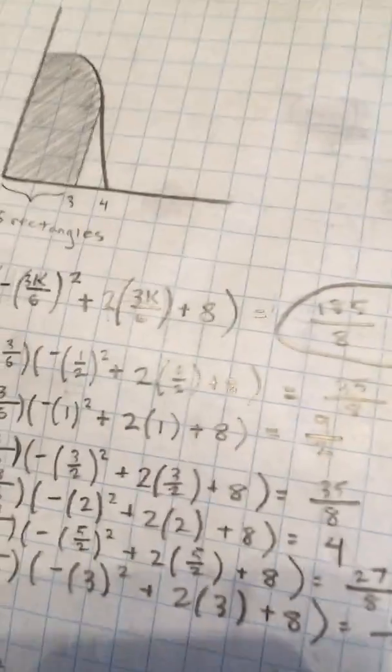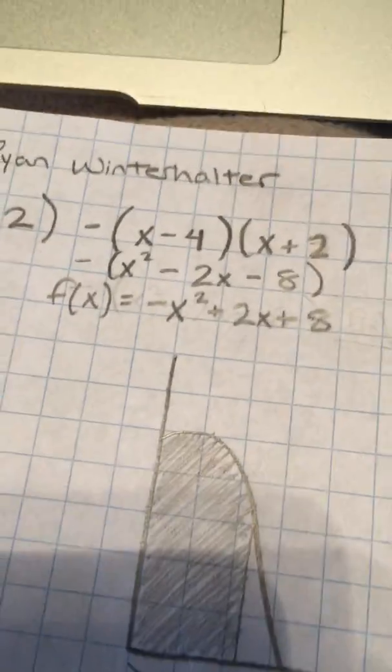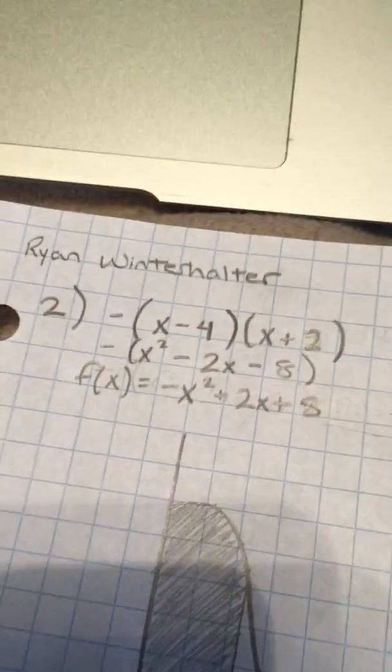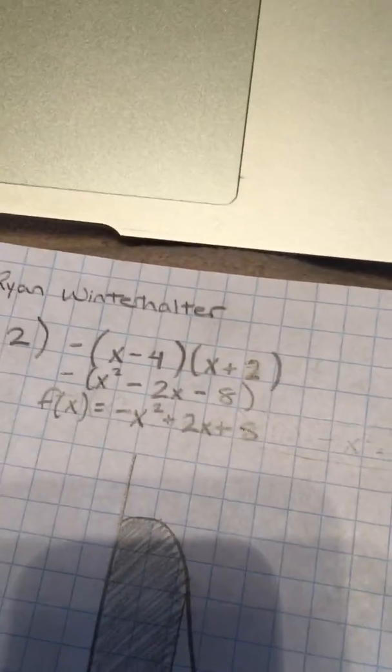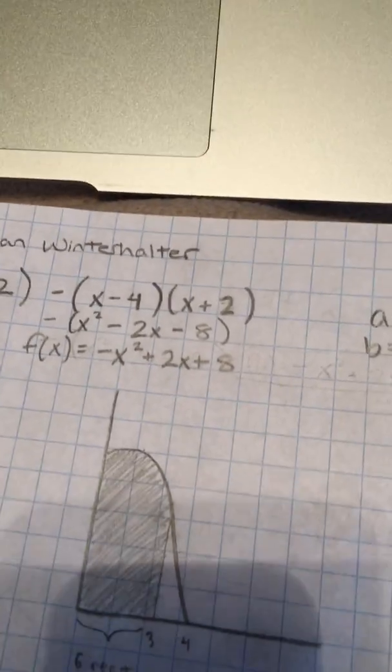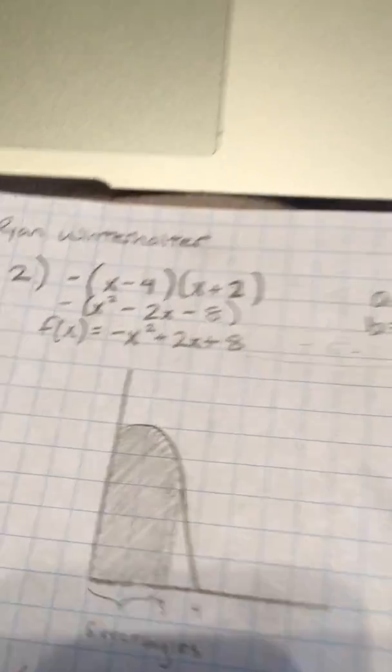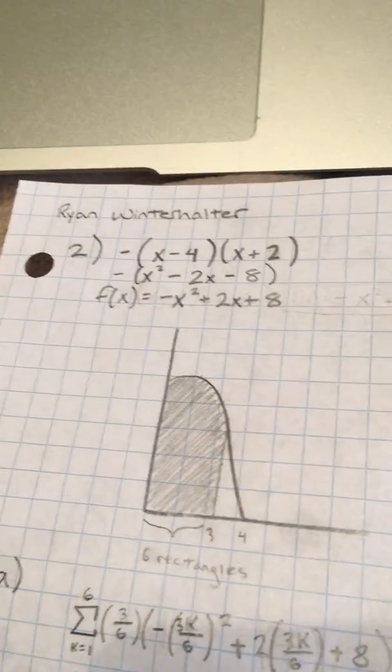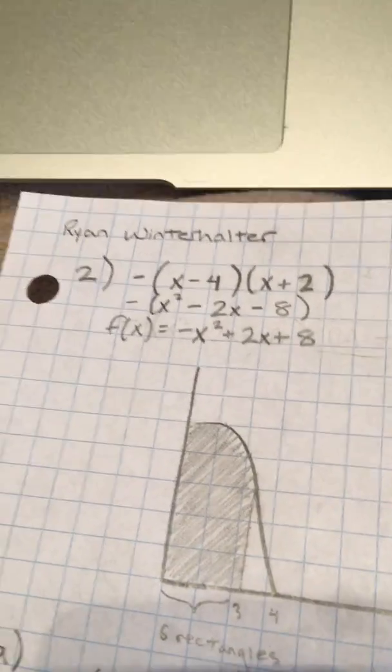So the problem says create a quadratic that opens down with one negative x-intercept and one positive x-intercept. That is where we get the x minus 4 and the x plus 2. We have our positive, which is 4, and our negative, which is negative 2, and then we multiply those together to get x squared minus 2x minus 8. But it has to open down, so we multiply by the negative 1 in the front to get negative x squared plus 2x plus 8 as our function.